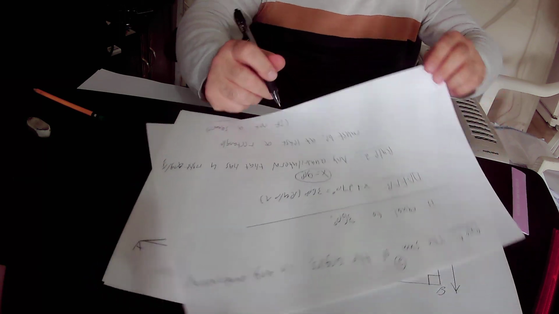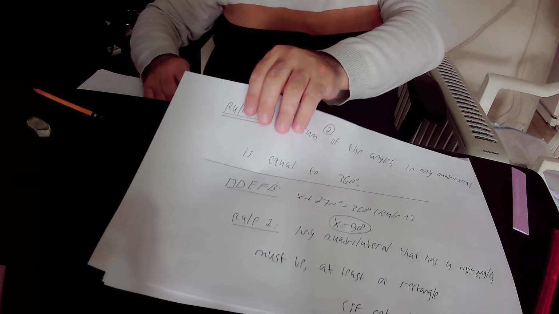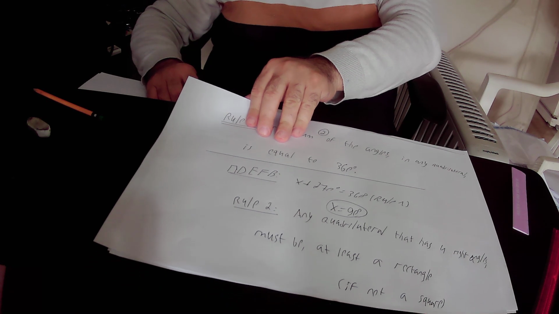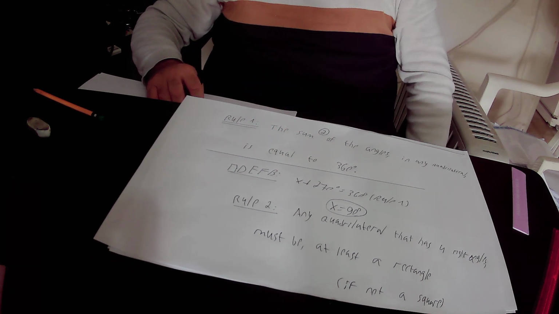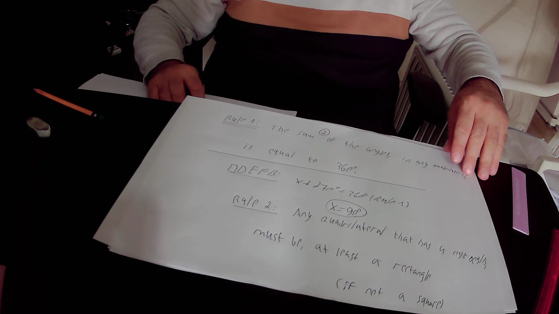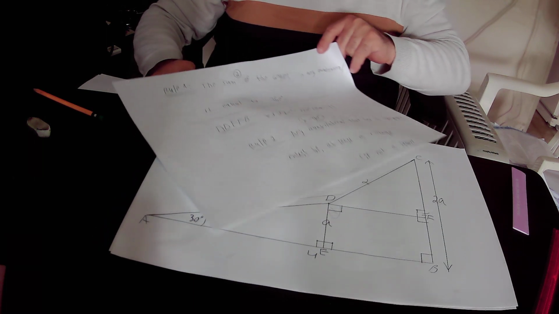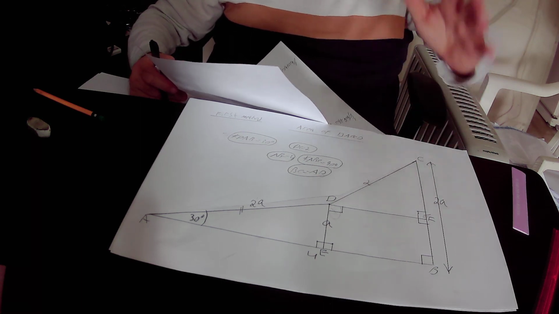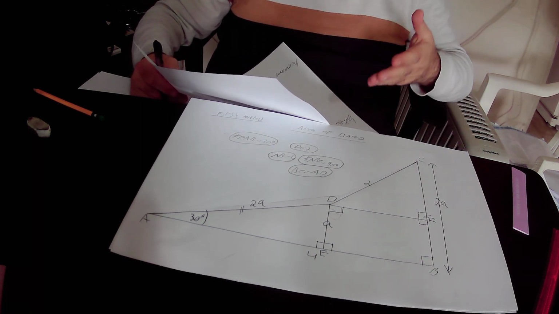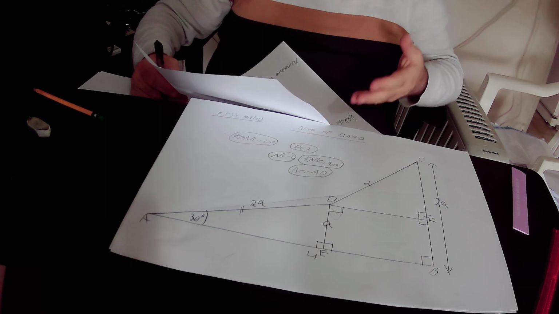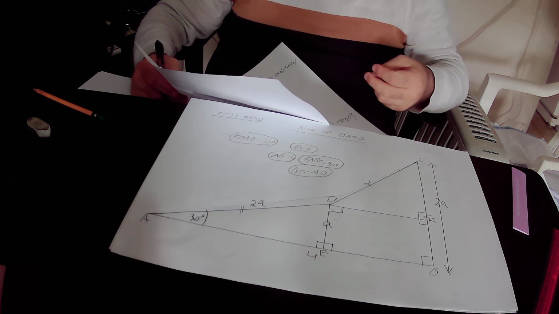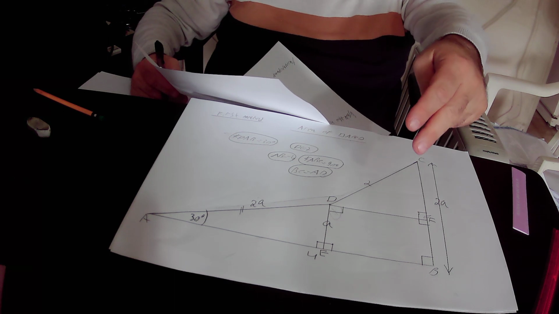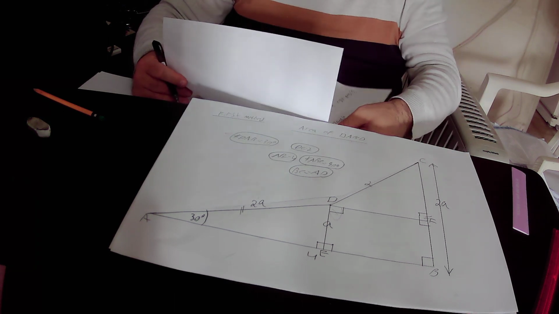So repeat rule number 2 again. According to rule number 2, any quadrilateral that has 4 right angles must be at least a rectangle, if not a square. So because quadrilateral DEFB has 4 right angles, according to rule number 2, it is at least a rectangle. So according to rule number 2, quadrilateral DEFB is a rectangle.